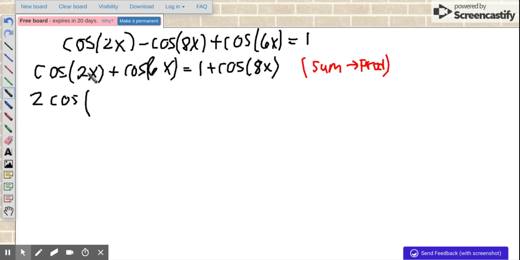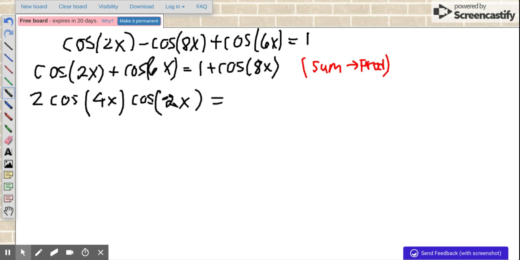And then for the first angle, it's going to be the sum of the 2 angles divided by 2. So 2 plus 6 is 8, 8 divided by 2 is 4, so 4x. And then the other one is going to be the subtraction of the 2 angles. You really have the choice between subtracting 2x from 6x or 6x from 2x. I'm going to do 6x minus 2x just so that it's positive. So 6x minus 2x is 4, 4 divided by 2 is 2, so 2x.